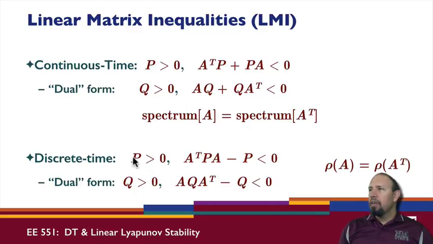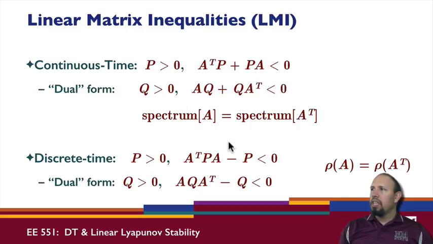In discrete time, we have a similar set of inequalities. We have the A transpose on this side for the P, and A transpose on that side for the Q. And again, since the spectrum of A is equal to the spectrum of A transpose, the spectral radius of A is equal to the spectral radius of A transpose. So we have these linear matrix inequality forms for both continuous time and discrete time.